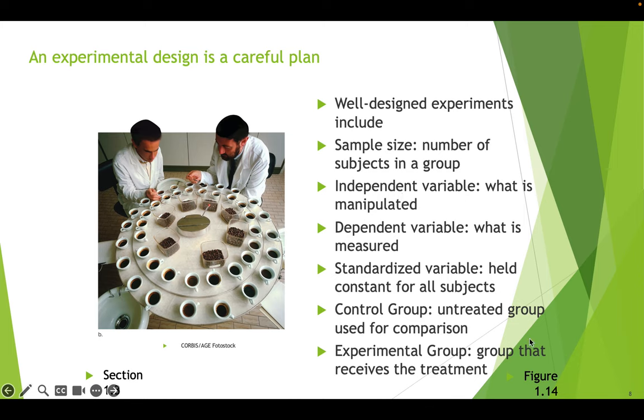A control group would be the group of test subjects that are left untreated. So this would be like your goldenrod flowers that do not have galls. They would be the control group. The experimental group is the group of test subjects that does receive the treatment. So this would be your goldenrod plants that do have galls.